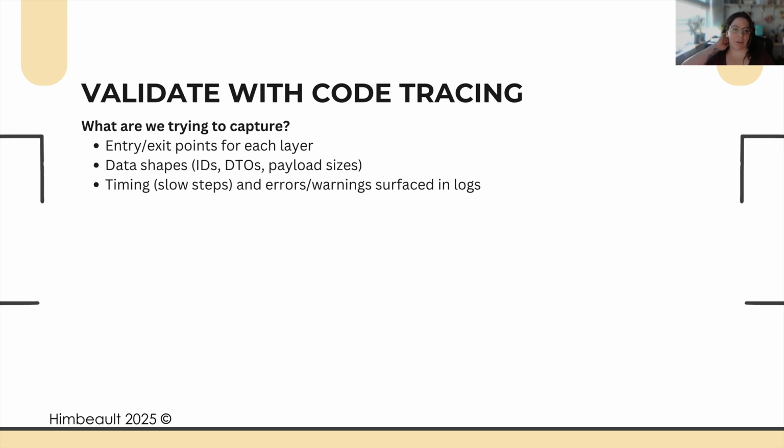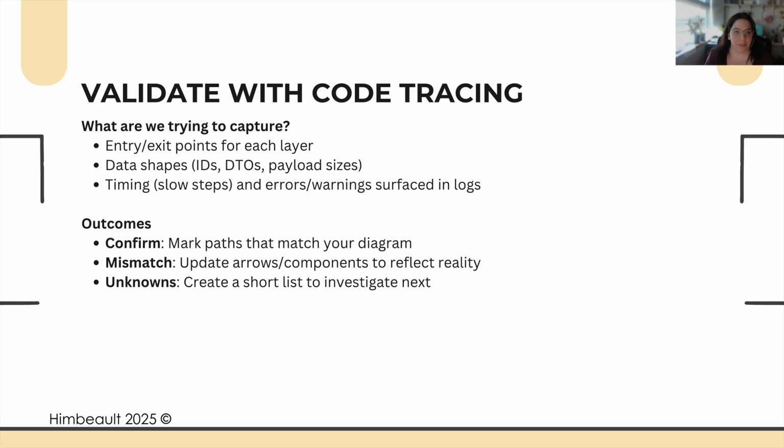And then we can really figure out what it is that we're trying to capture here. Well, we want to capture the entry and exit points for each of our layers. We want to make sure we understand where the seams of this code base are. We also want to understand the data shape. Do we have IDs? Do we have transfer objects? What are the payload sizes? And then we can get a good feel for the timing. We can figure out where the bottlenecks and the slower steps might be. We can also find where the errors and warnings are based on what surfaces in our logs.